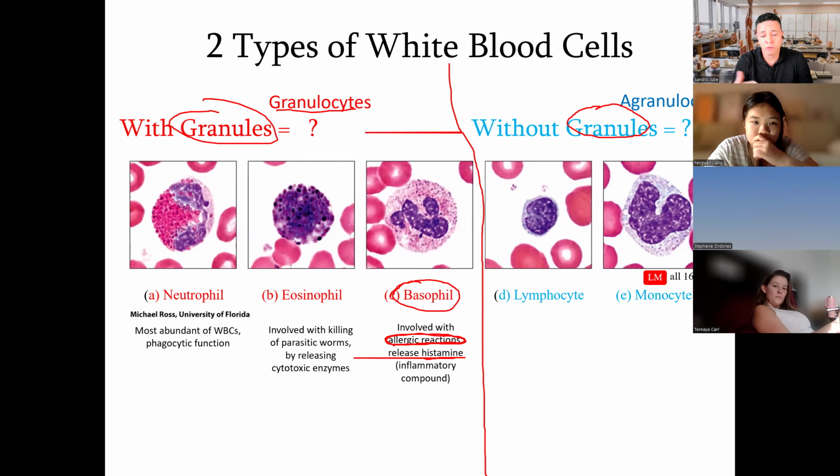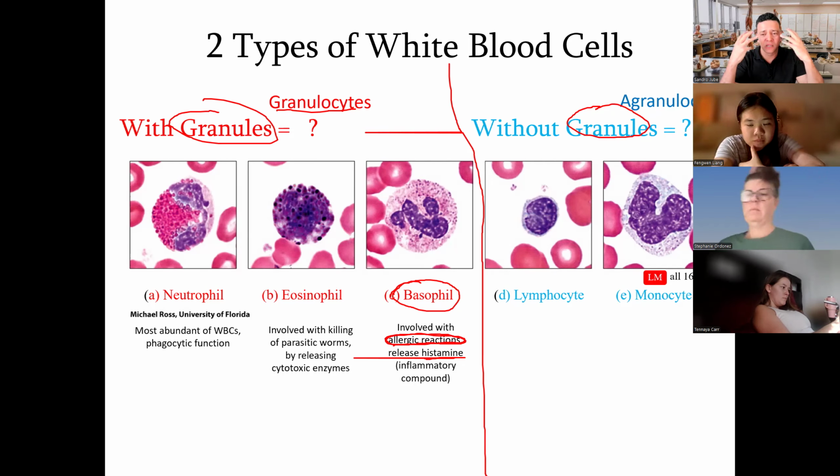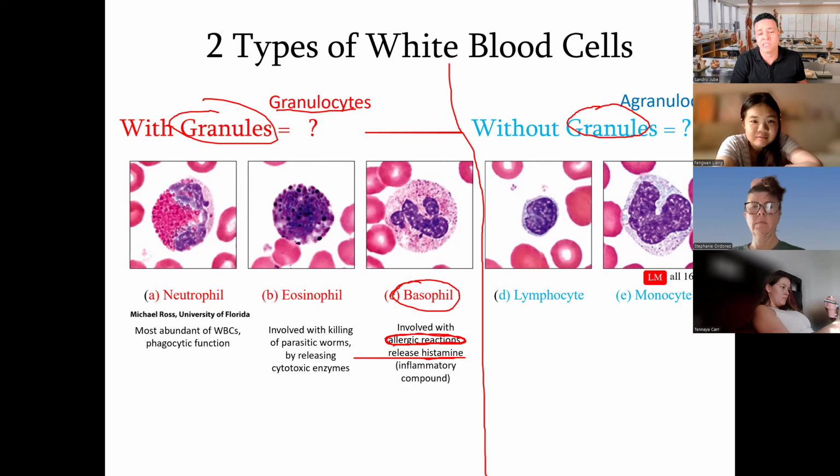But in the process of activating the inflammatory response, histamine causes all the symptoms that we have when we have an allergy. The accumulation and extra production of fluid, redness of the eyes or the skin, fever, all those things are caused by the release of histamine.